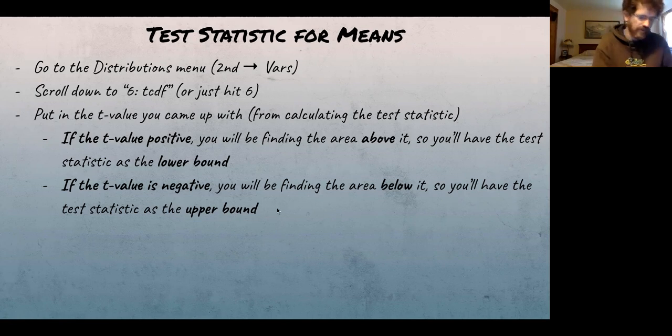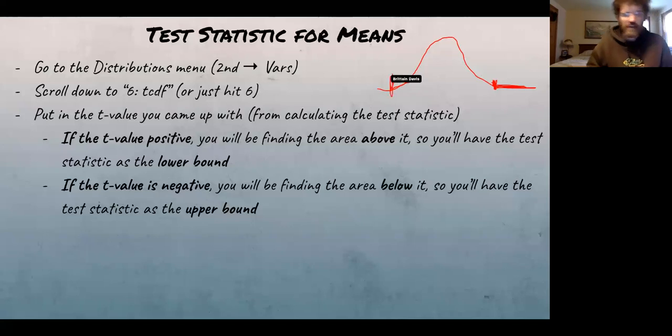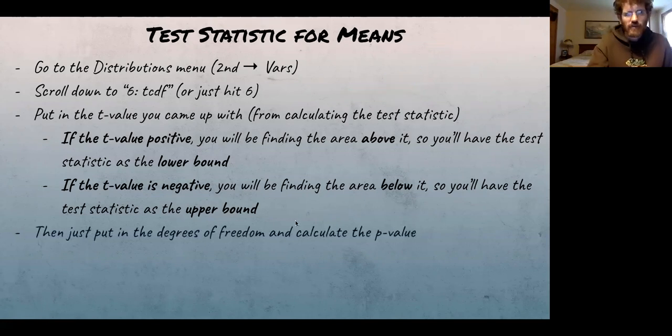Just to put that on a diagram so it makes sense, if your test statistic is positive, it'll be over here, and you want that to be your lower bound with infinity as your upper bound. If it's negative, you want that to be your upper bound with negative infinity as your lower. Then you just need to put in the degrees of freedom and calculate your p-value. So I'll do that real quick.